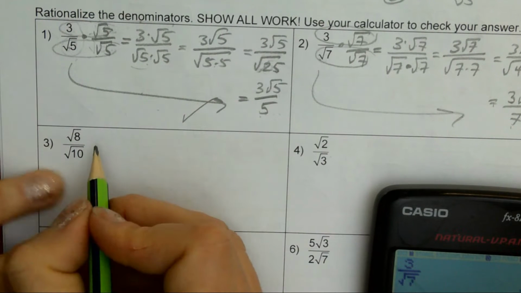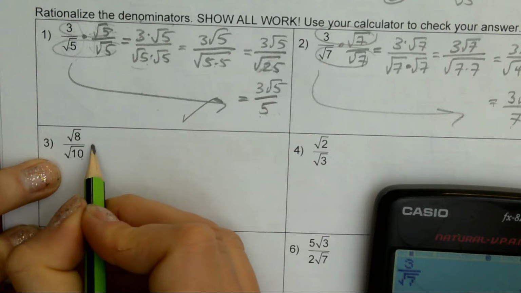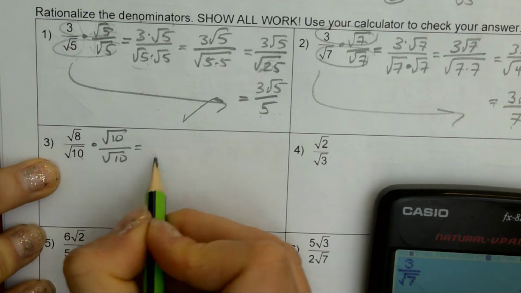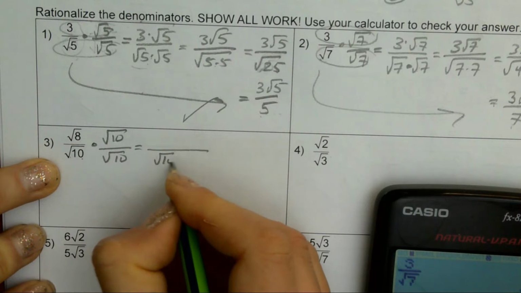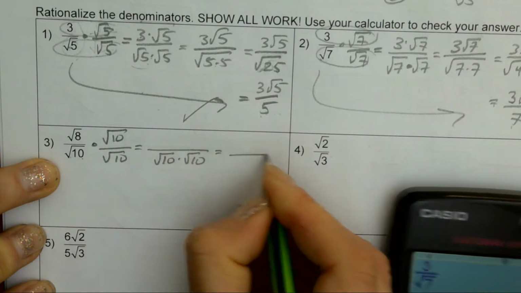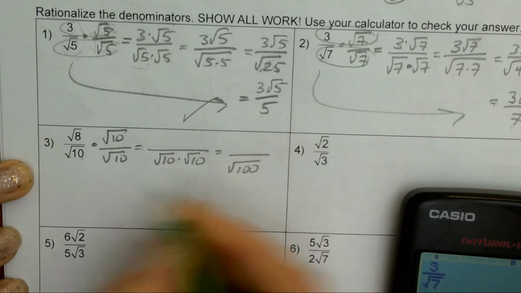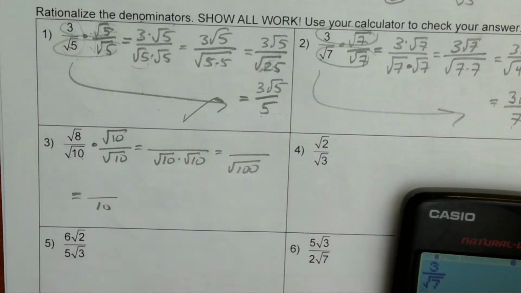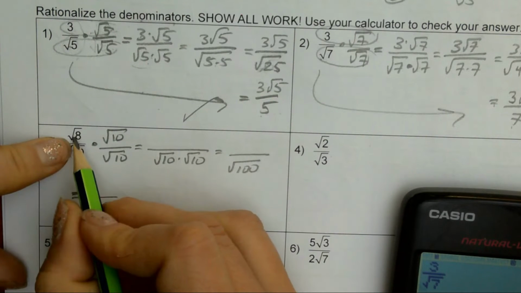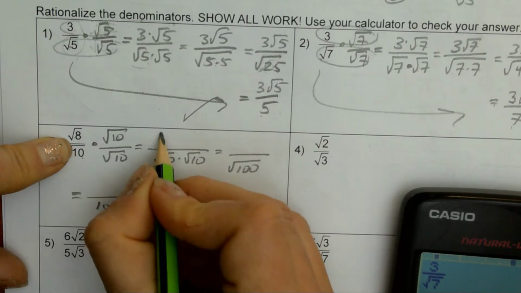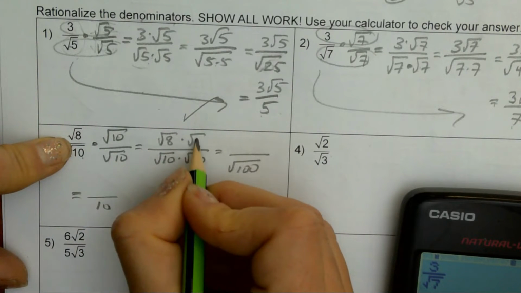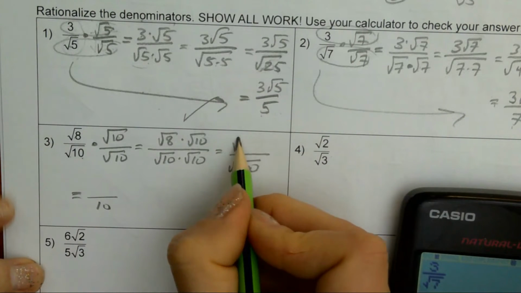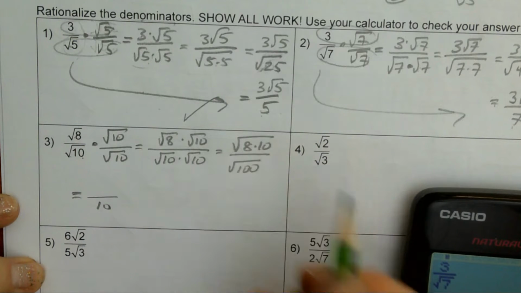Let's look at the next one. Okay, so there's a root 10 in the bottom, so I'm going to multiply this by root 10 over root 10, same. So it's really root 10 times root 10, which is equal to root 100. 10 times 10 is 100, so this is 10 on the bottom. And then the top, root 8 times root 10. Because they're both radicals, I can stick them together underneath one big radical sign. That's the rule. That's root 80.